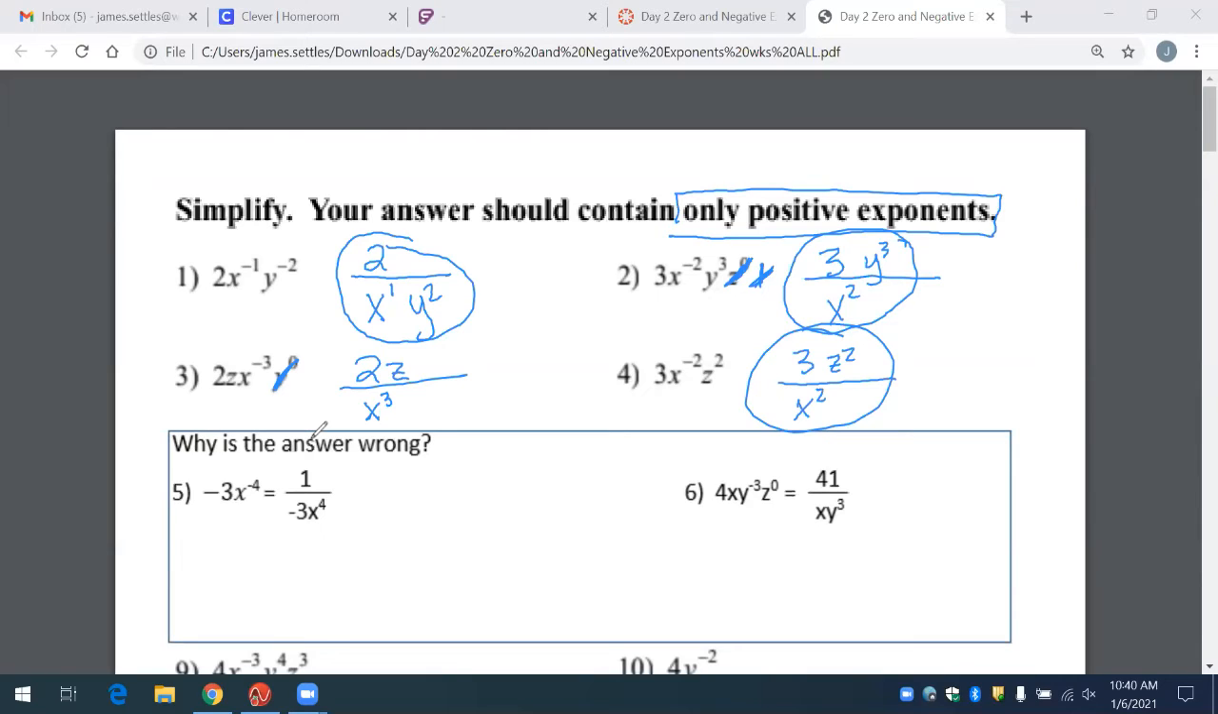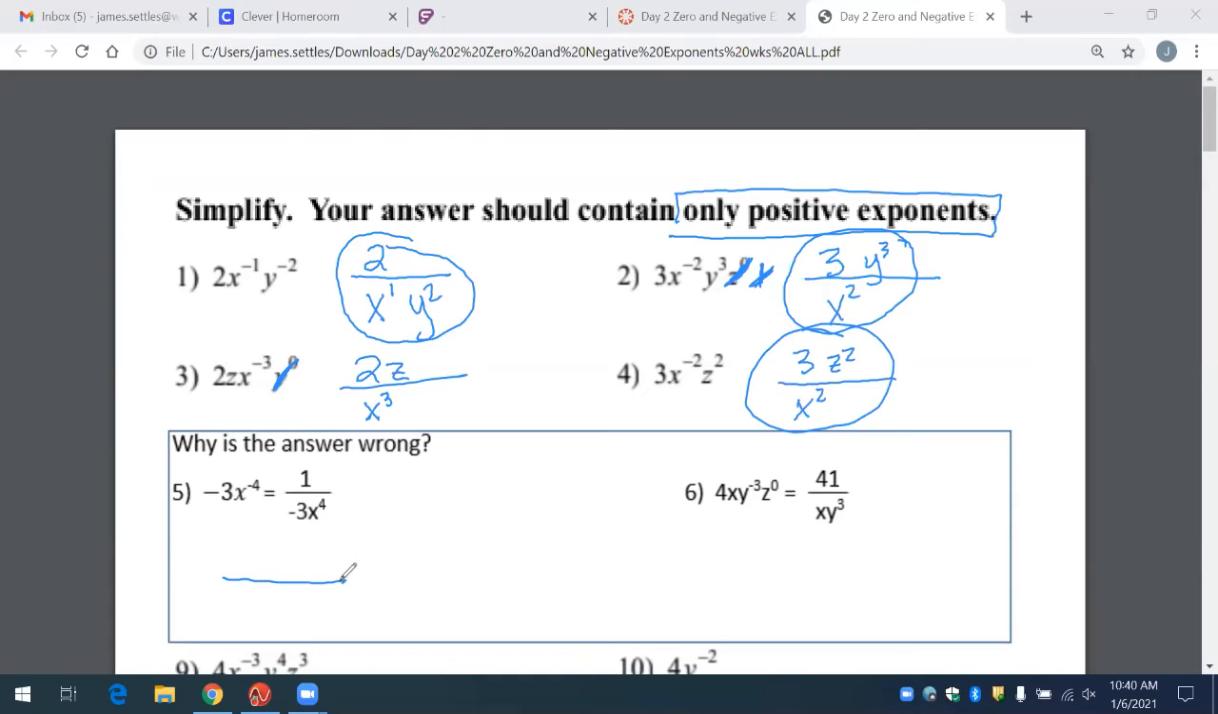So, number 5, there's a mistake here. I want to see if you can figure it out. Now, if you can't figure it out, then here's what I want you to do. We're going to do it the right way. So if you can see the mistake, that's awesome. But if not, let's just work it out. And as we work it out the right way, you'll see the mistake.